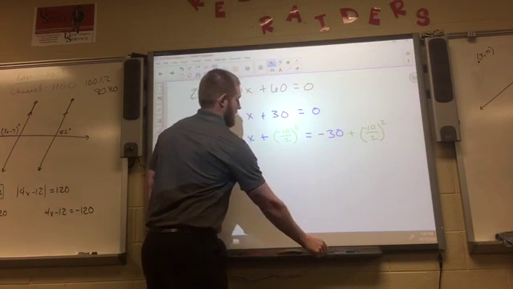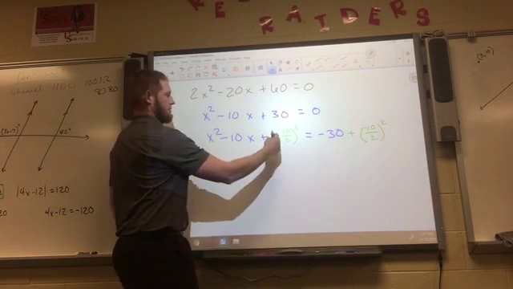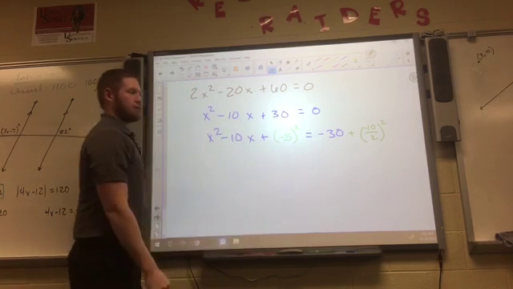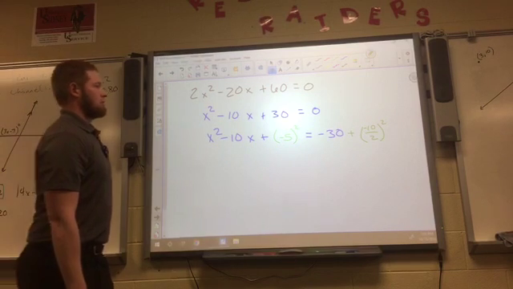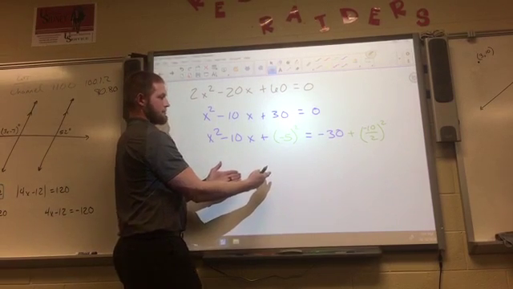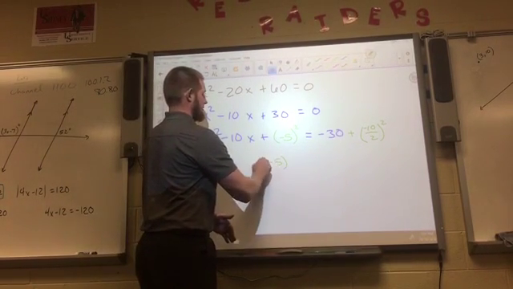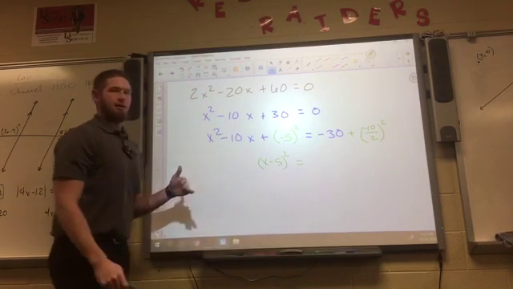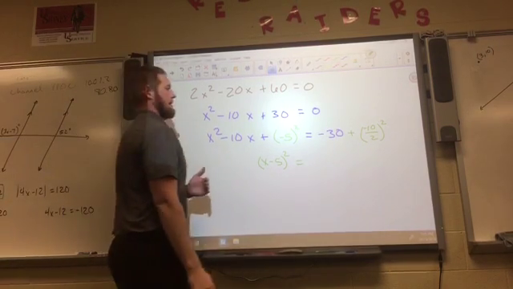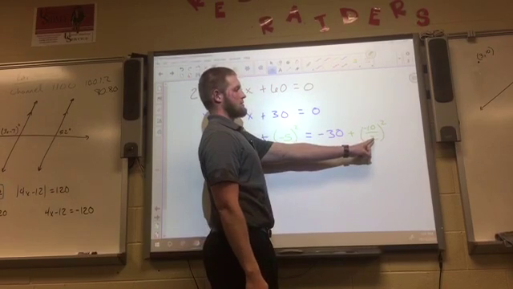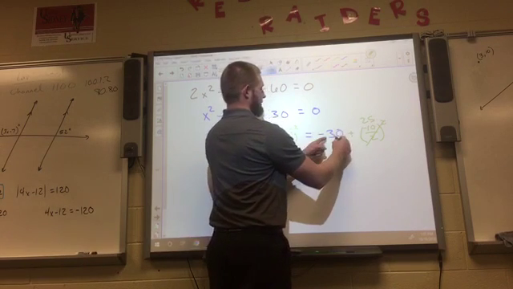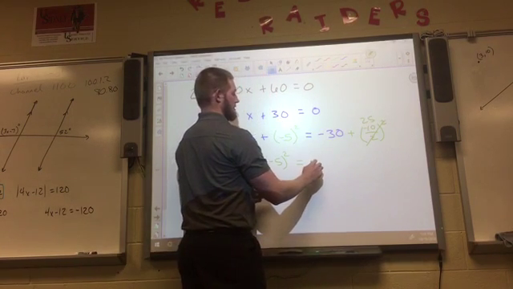Now, some of you are gonna get to the point where you skip this step and change this negative 10 over 2 just to negative 5. That's fine if you can handle that. So, this left side factors to X minus 5 squared, and we went through the whole reason as to why it does that yesterday, but we can just take that shortcut now that we understand why that works. And then this negative 10 over 2 squared is 25. So negative 30 plus 25 is negative 5.